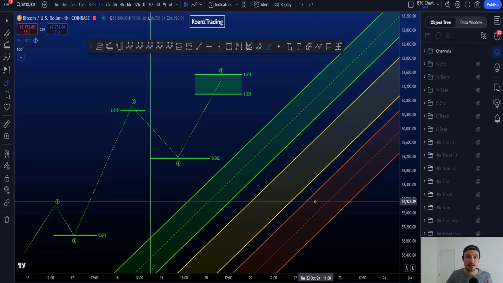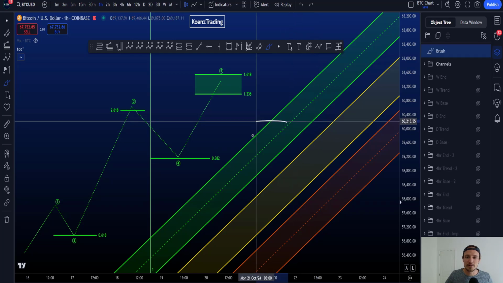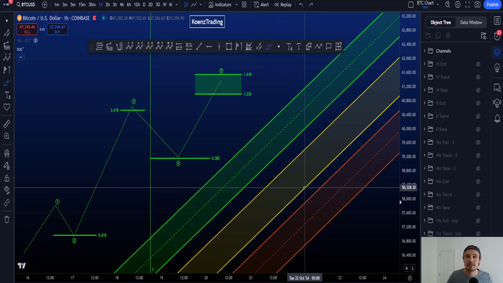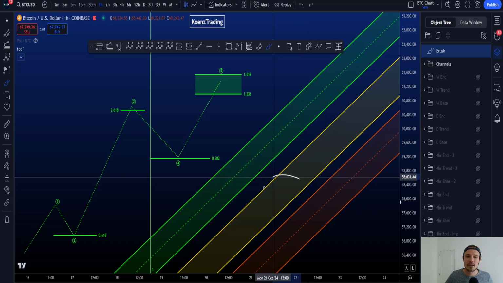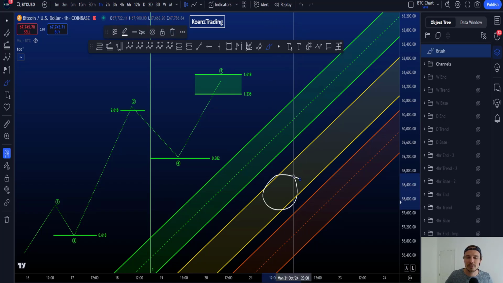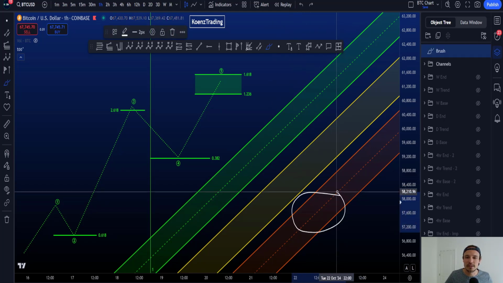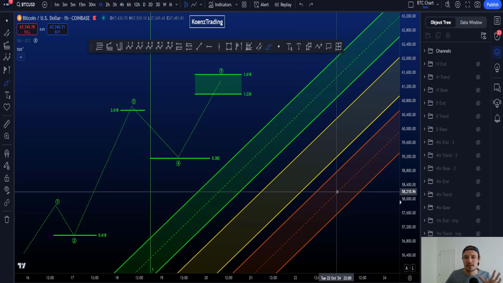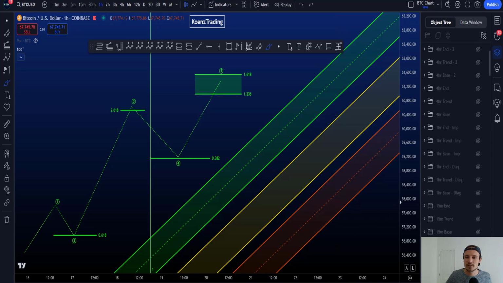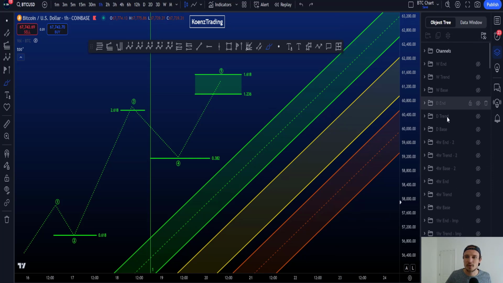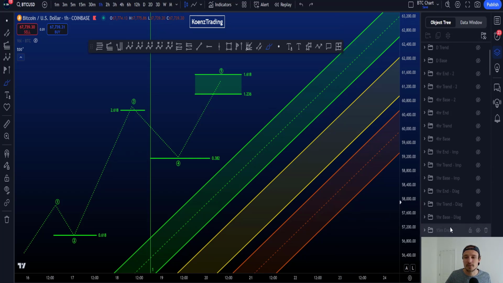There are going to be 3 channels that I will be talking about. First of all, the green channel here is a base channel, the yellow channel here is a trending channel, and the orange channel is an ending channel. The reason why this is important is because you will see these colors in all of the examples that I have on the chart on different time frames.